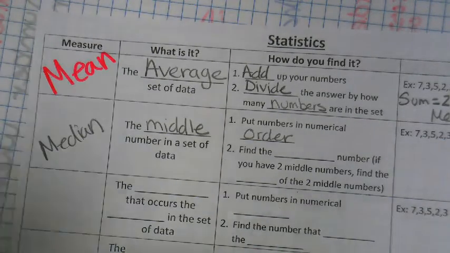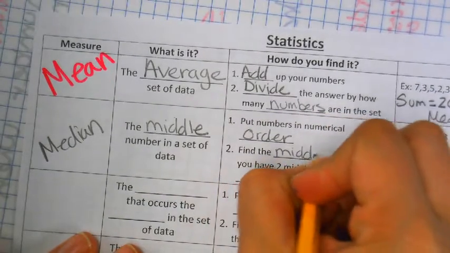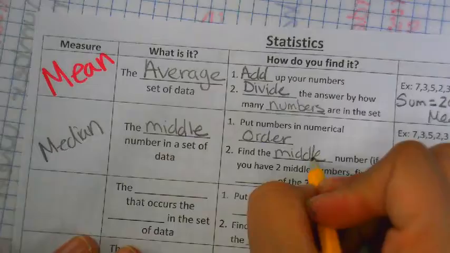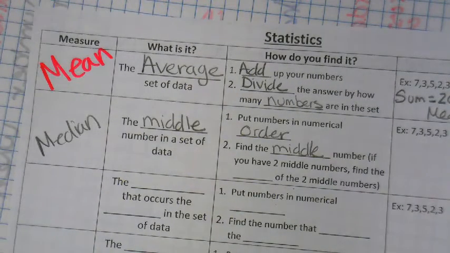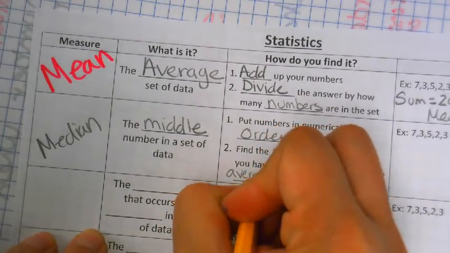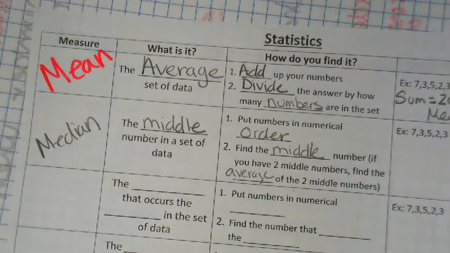Find the middle number. Oops, I forgot the L. If you have 2 numbers in the middle, that's what we're going to learn next. If you have 2 numbers in the middle, find the average of the 2 numbers. Okay? So you're going to have to find what's in the middle of those 2 numbers. And I'll show you that in a second.